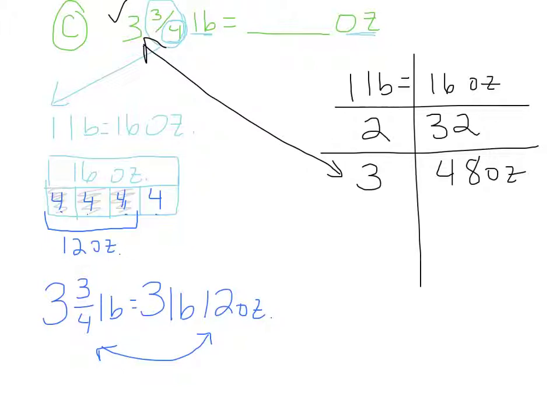I've done my 3 pounds. Now I've got to figure out my 3/4 of a pound. Well, I found that 3/4 of a pound is 12 ounces. So I'm going to add that 12 ounces. Because I'm not adding a full pound. I'm only adding part of a pound now. 8 plus 2 is 10. I got 4, 5, 6. So 3 pounds plus 3/4 of a pound, which is the same thing as 12 ounces, is equal to then 60 ounces.